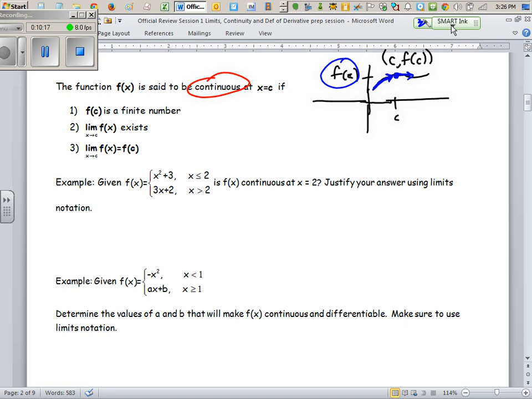So this is why mathematicians say that the definition of continuity is that the left limit and the right limit and the value at the point are all equal. They are all f of c.